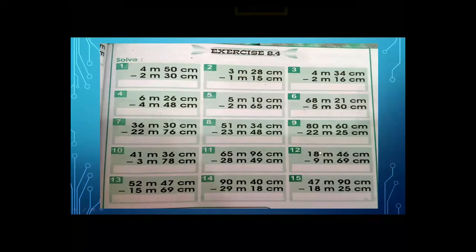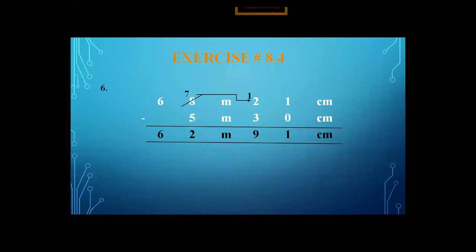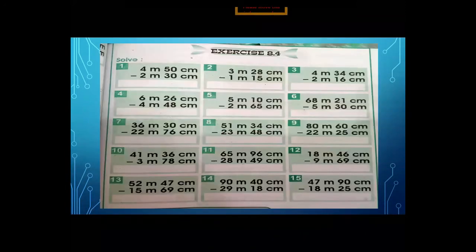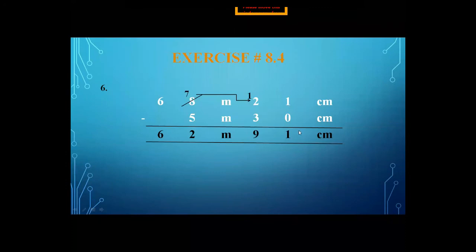Here exercise 8.4, subtraction. Question number 6. That is 68 meter 21 centimeter minus 5 meter 30 centimeter. First of all, starting from here, 1 minus 0, 1 is bigger than 0, so easily subtract. 1 minus 0, 1. 2 minus 3, no, 2 is smaller than 3. So what you do here, you take borrow from another neighbor digit.